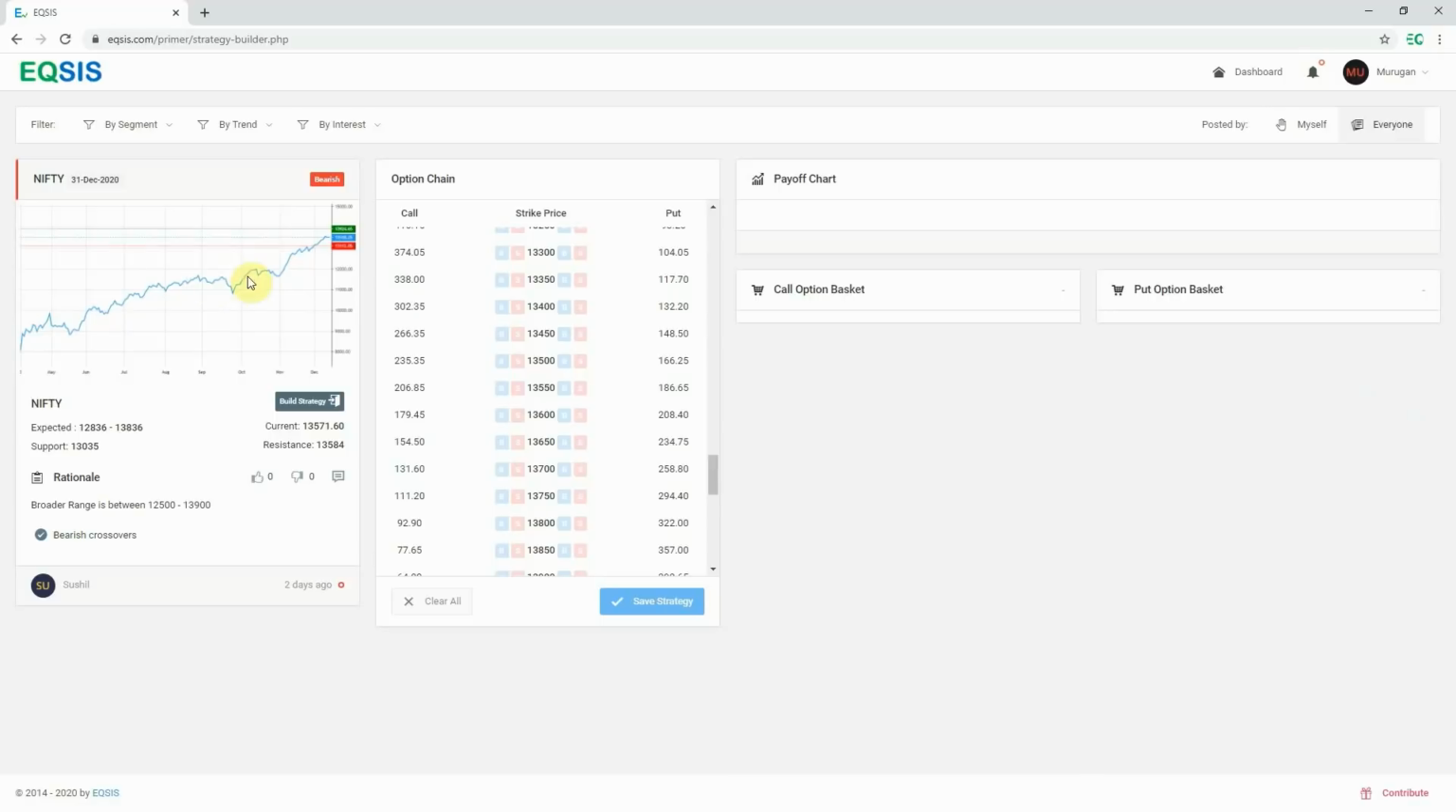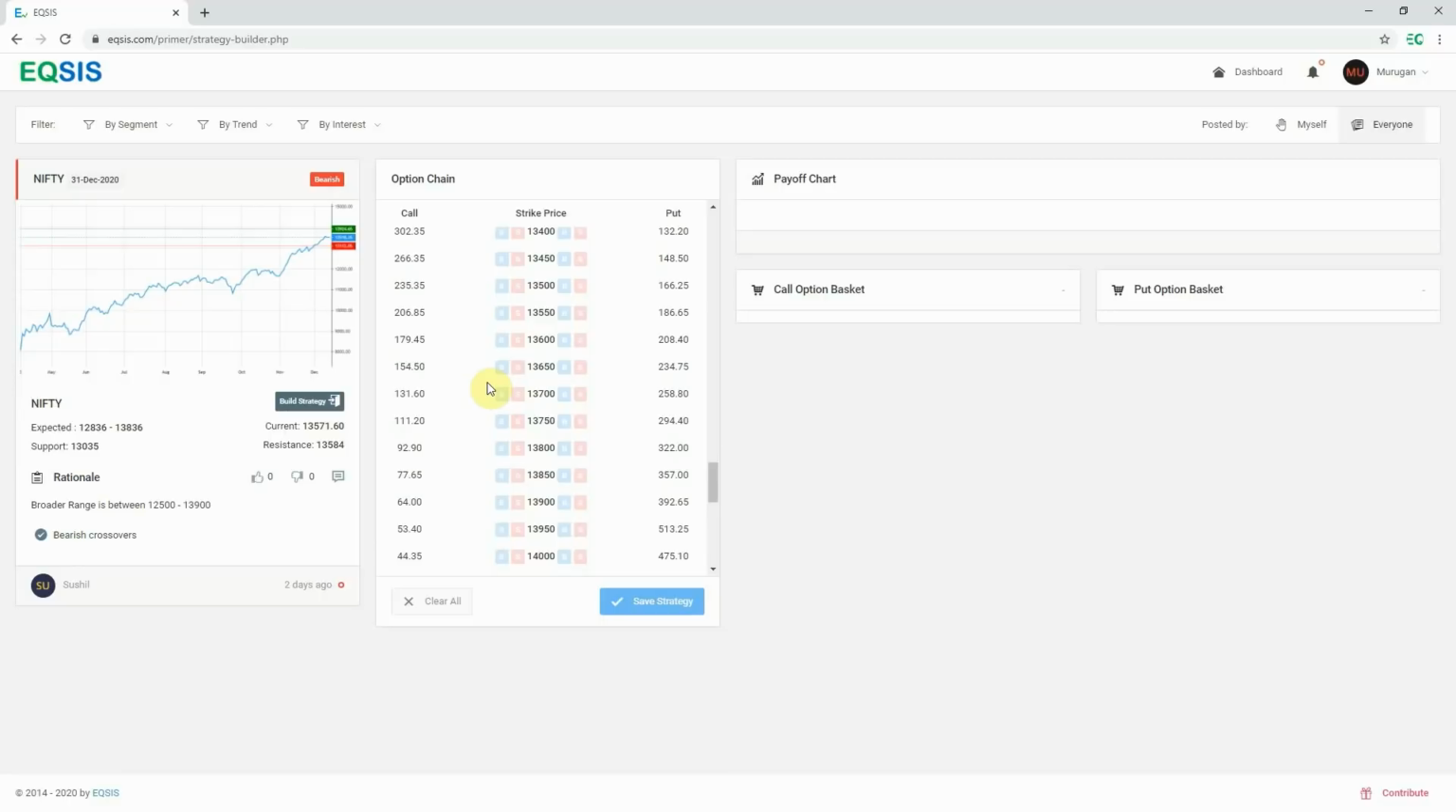I am actually taking a scenario where the market has already given quite a good move. If you see, the market was around 13,500 and it has already come towards 13,600, 700. I don't see the market going beyond the 14,000 level. So what I'm going to do is pick up something like this. Look at this. I'm taking this 13,700 call option.